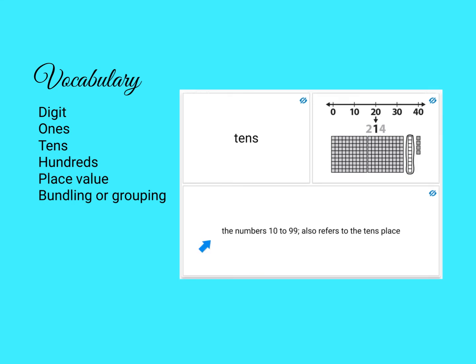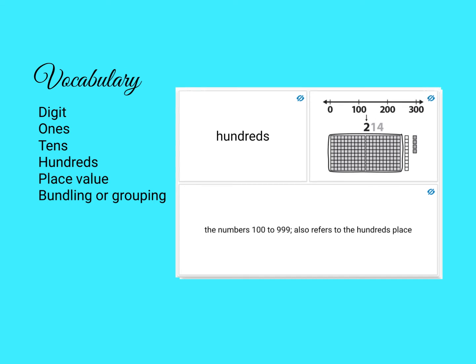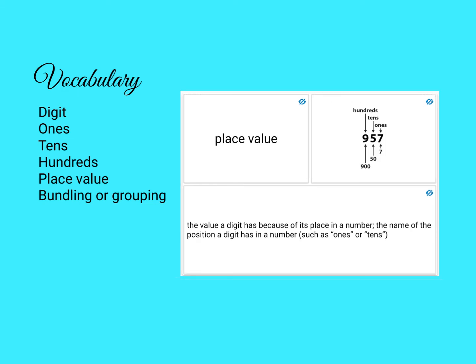Next we have tens. The numbers 10 to 99 also refers to the tens place value. And the hundreds. The numbers 100 to 999 also refers to the hundreds place value, the 2 right here. Now I can put all that together using the place value. The value a digit has because of its place in the number, the name of the position a digit has in the number, such as the ones or tens. We just went over that with the ones place value, the tens place value, and the hundreds place value.